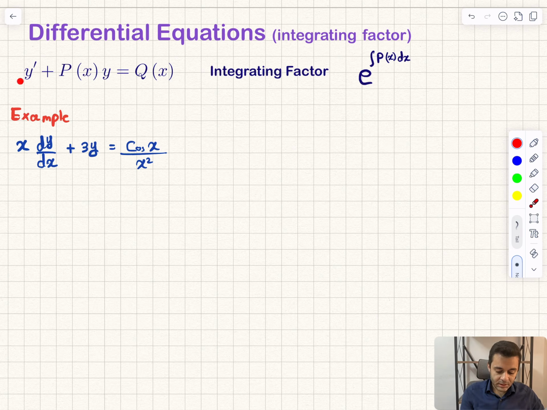Here, as you see, this is the type of differential equation that needs solving by integrating factor. The standard form must be only like this. Here you have y prime or dy over dx plus p(x)y equals q(x), where p(x) and q(x) are functions of x. You must have only y prime by itself. It shouldn't be multiplied by anything, x or 2 or whatever. Otherwise, we need to divide by that to cancel it.